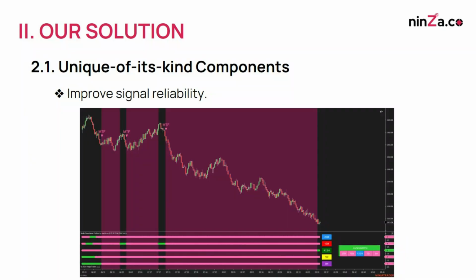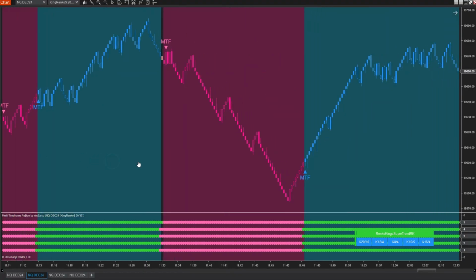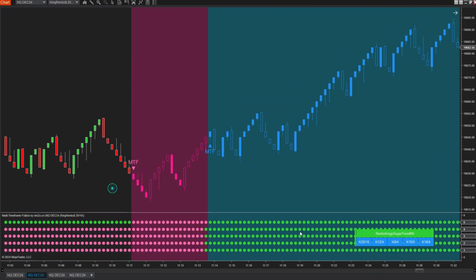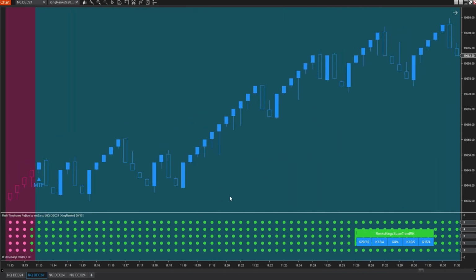Alright, so let's dive a little deeper into the next huge benefit of using multi-time frame analysis. One of the most important things it does is boost the reliability of your signals. Now, I'm sure many of you know how crucial it is to have signals that you can trust, especially when you're trading in a fast-moving market. That's where Multi-timeframe Fusion really shines. With its advanced algorithm, this indicator isn't just throwing out random signals. Instead, it waits for all 5 time frames to agree before giving you any kind of trend signal.